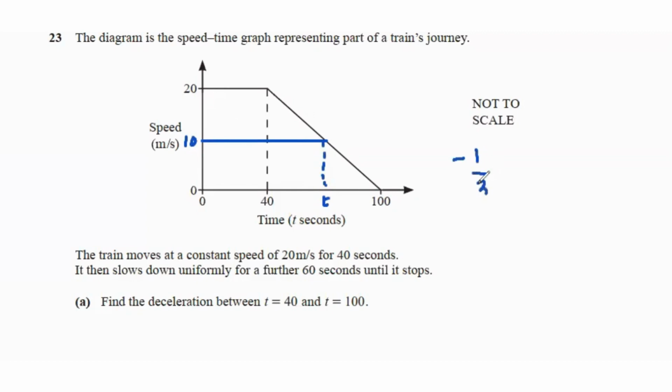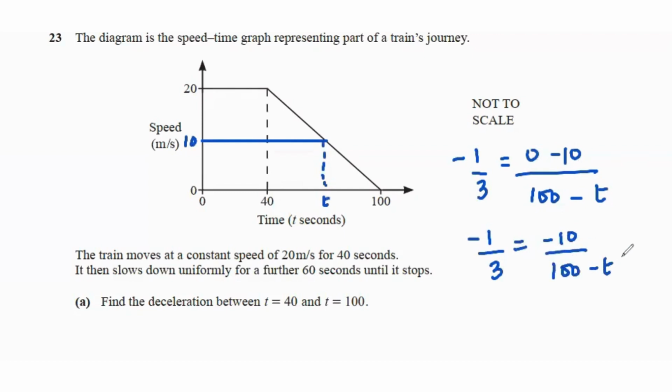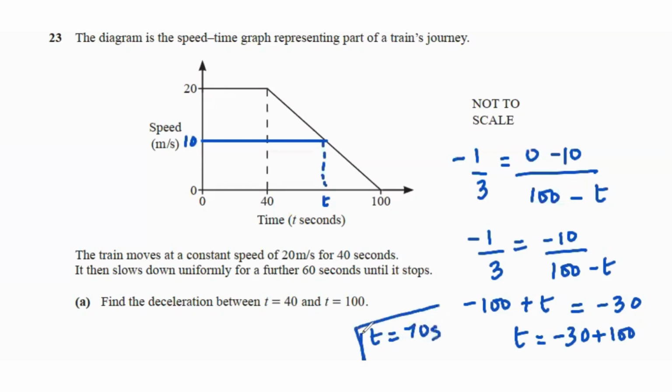So if we take negative 1 over 3 equals to 0 minus 10 over 100 minus t. So that's going to be negative 1 over 3 equals to negative 10 over 100 minus t. Cross multiply. So negative 100 plus t equals to negative 30. And t is equal to negative 30 plus 100, which is going to be 70 seconds.